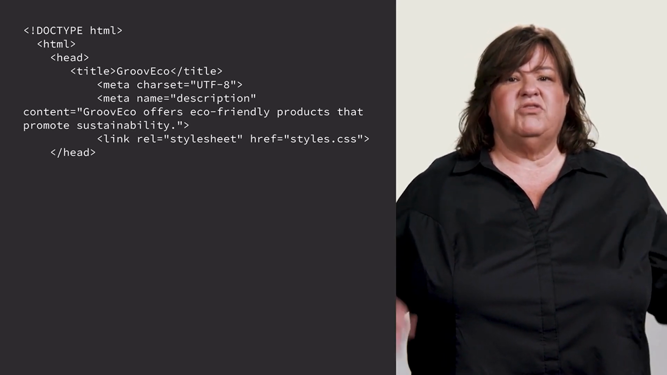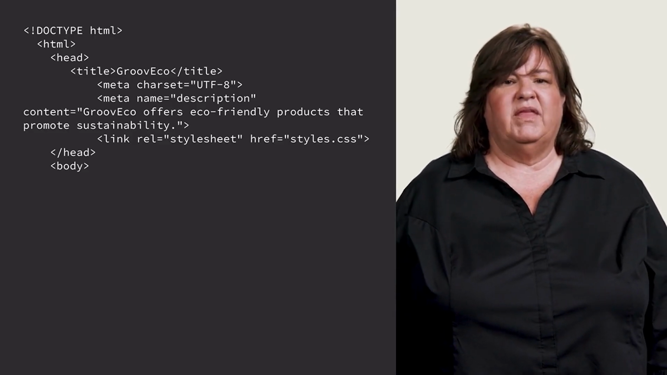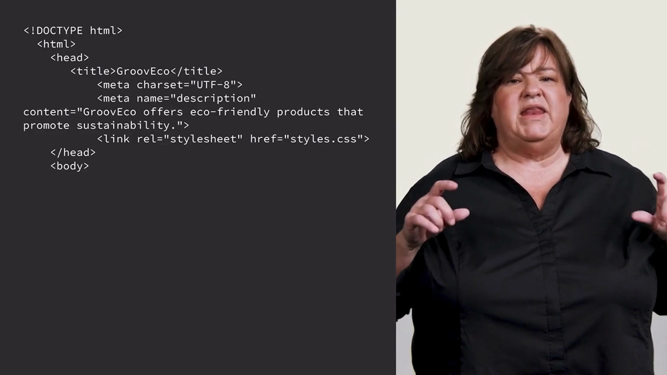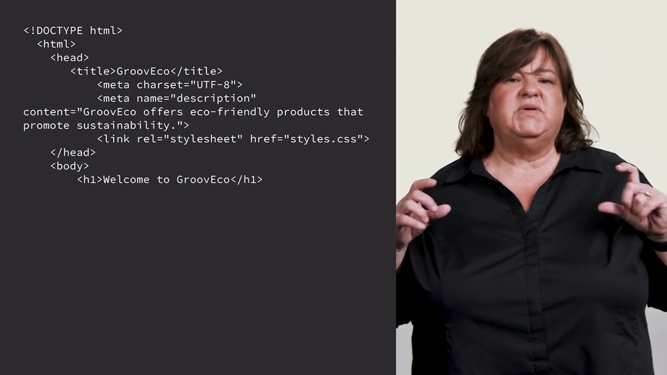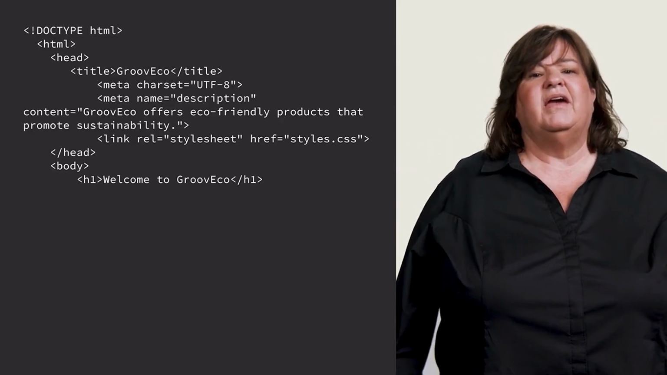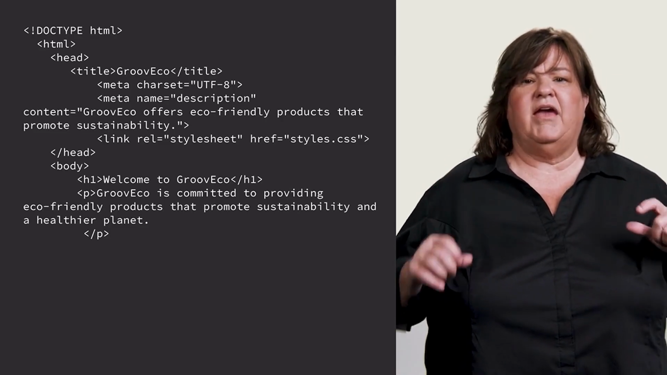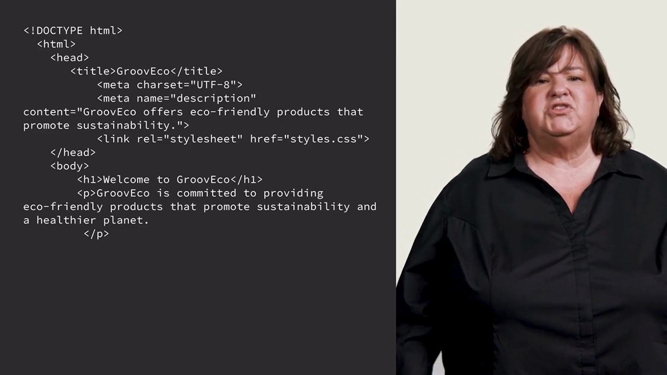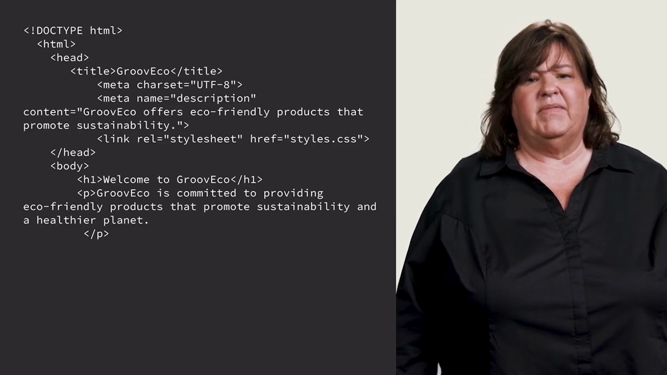We're now ready to start the body section, where all the visible content of the web page will go. The first thing we'll add to the body section is a welcoming message to the user. We use the h1 tag to create the main heading, Welcome to GroovyCo. Next, we add a paragraph under the heading using a p tag. This tag will introduce GroovyCo and highlight its commitment to sustainability.